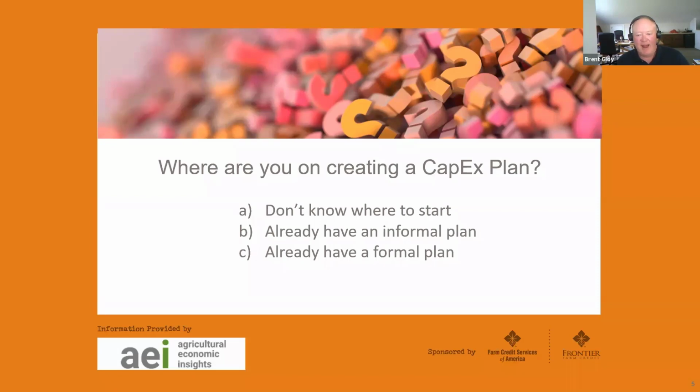and tell us where you're at in the capital expenditure planning process. And there's three options here. Don't know where to start. We have an informal plan, or have a very formal, probably written plan.